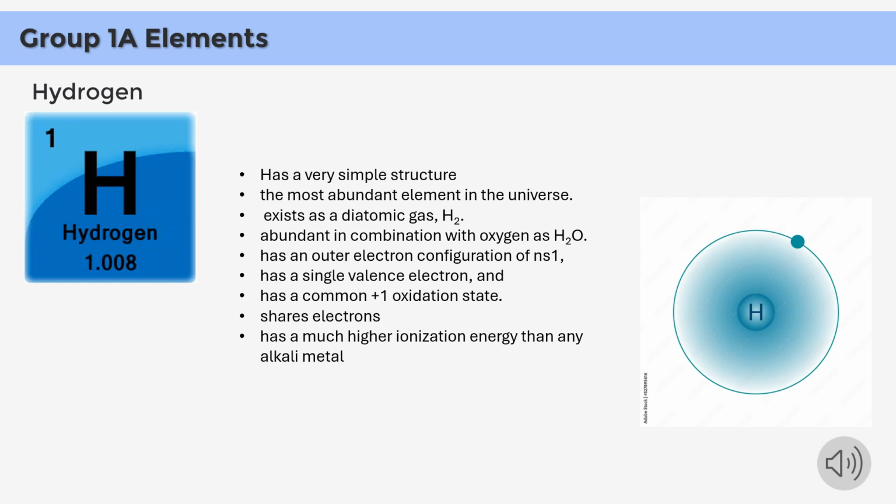Like the group 1A elements, hydrogen has an outer electron configuration of ns1, has a single valence electron, and has a common +1 oxidation state. But unlike alkali metals, hydrogen shares electrons with nonmetals rather than transferring electrons to them, and has a much higher ionization energy than any alkali metal due to its small size.